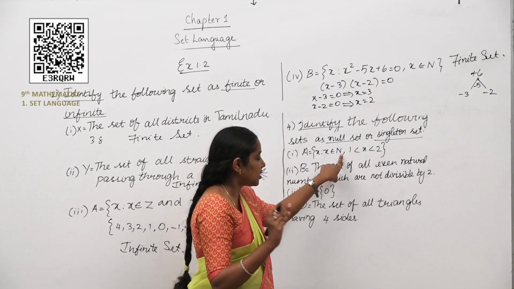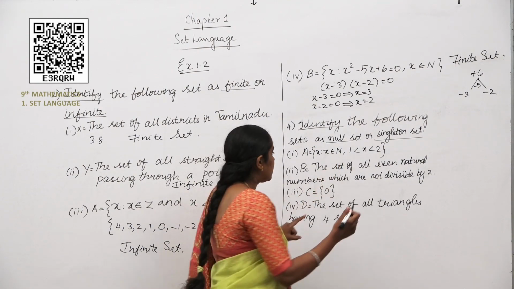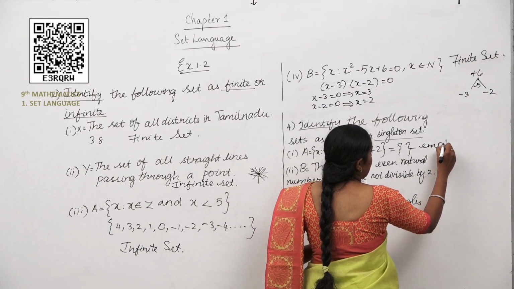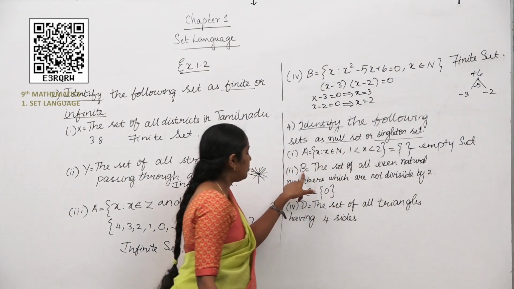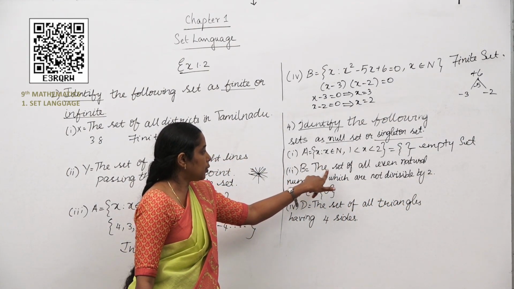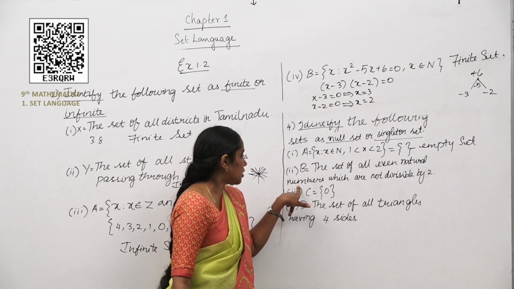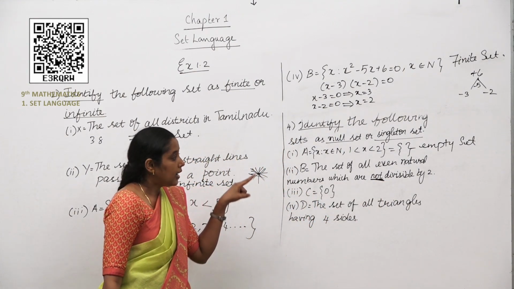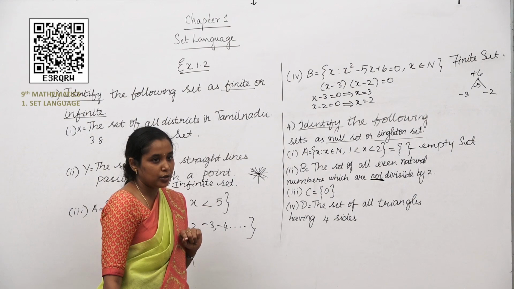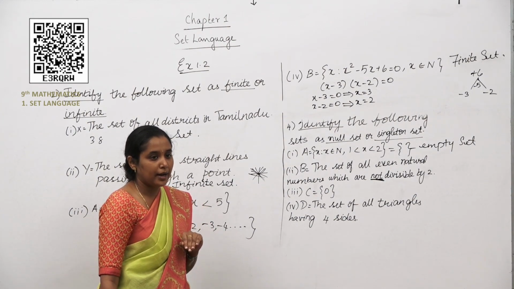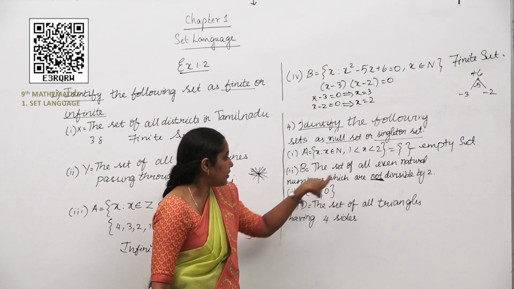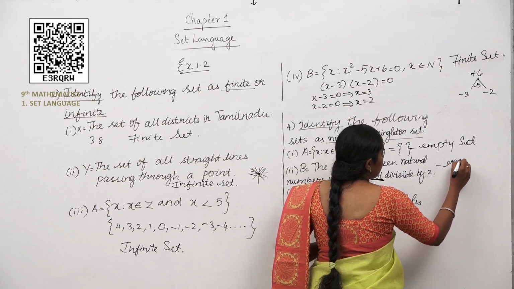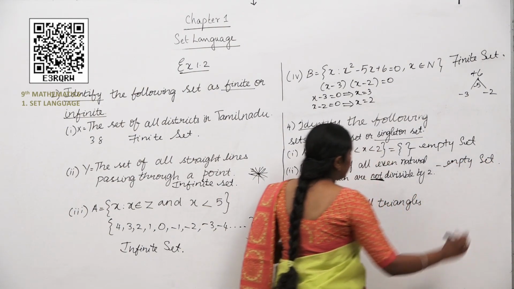So, do you have natural numbers between 1 and 2? No. So, it is an empty set. Next one, second subdivision, B is equal to the set of all even natural numbers which are not divisible by 2. Even numbers means divisible by 2 only. Here the question is given as even numbers which are not divisible by 2. So, that also you will get as an empty set.